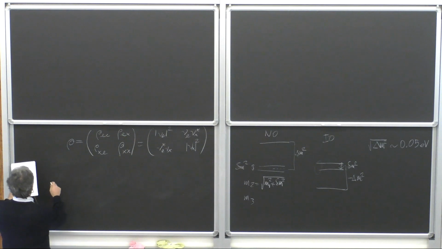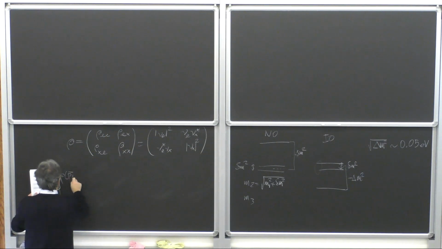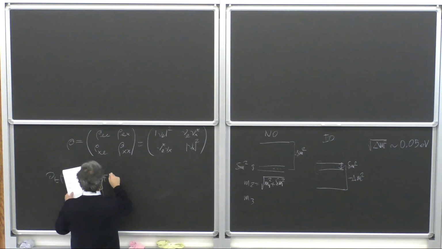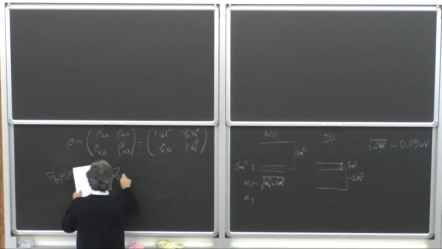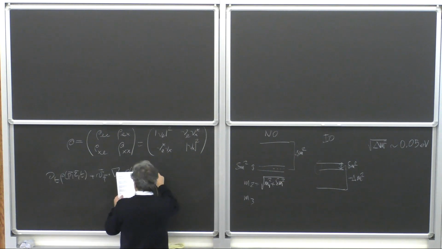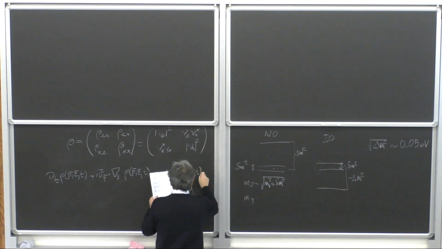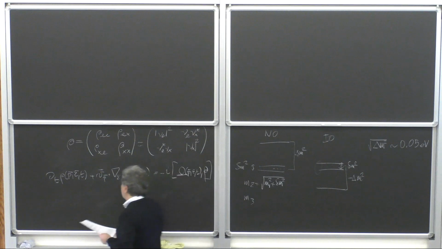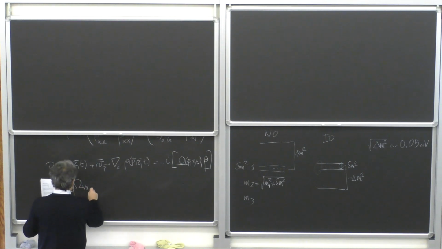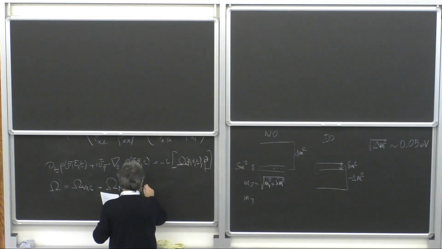And the equation of motion for the density matrix is: rho(P, R, T) plus V P gradient with respect to R of rho(P, R, T) equals minus I omega, that is a function of P, R, T, times rho, where this omega is the sum of three terms: vacuum plus matter, MSW, plus, let's say, self-interaction.